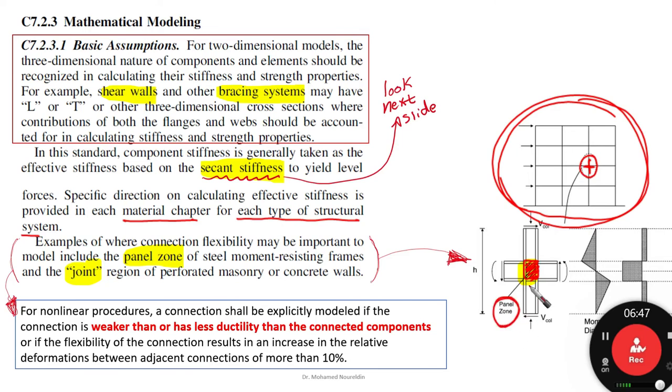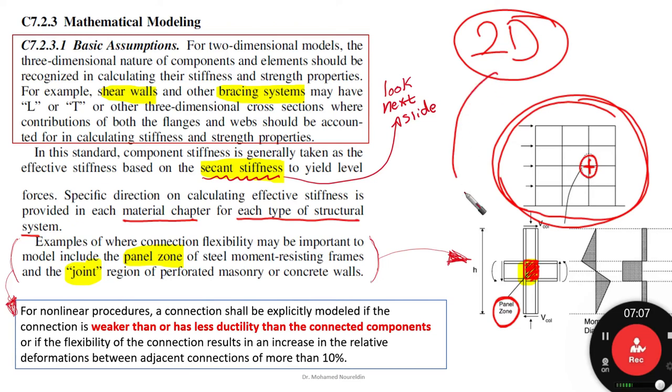This is what we call the panel zone, the zone between the column and beams, and it has a great effect on the seismic performance of the 2D frame analysis modeling. So if we are going to use 2D analysis, then we need to take care of the panel zone and think about how we are going to model it. Examples of where connection flexibility may be important to model include panel zones for steel moment resisting frames, and the joint region of perforated masonry or concrete walls.